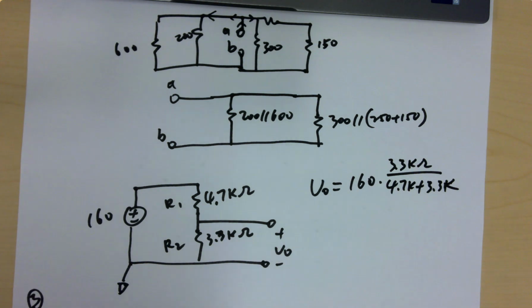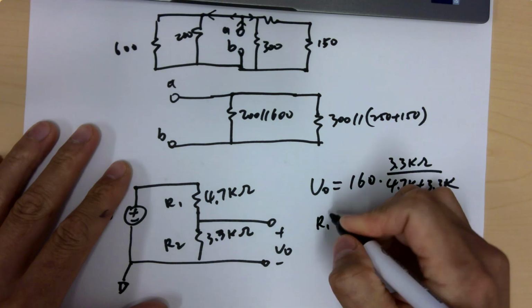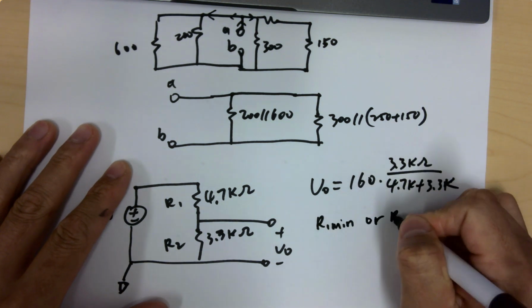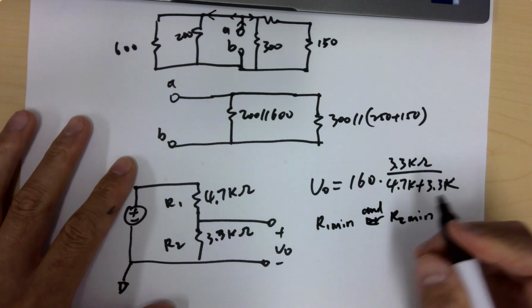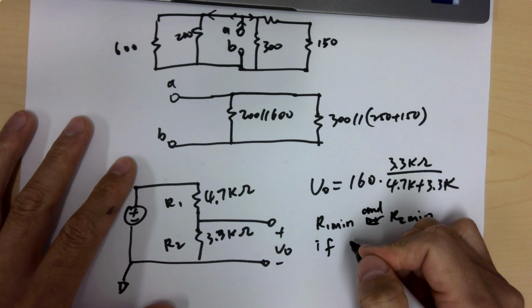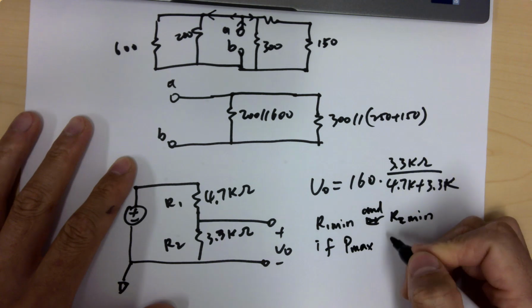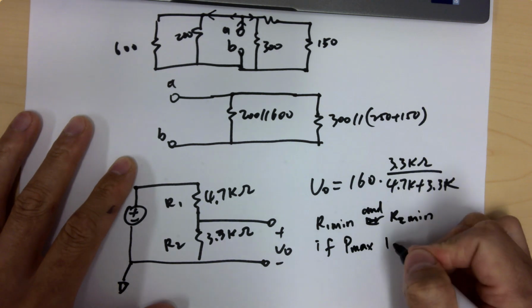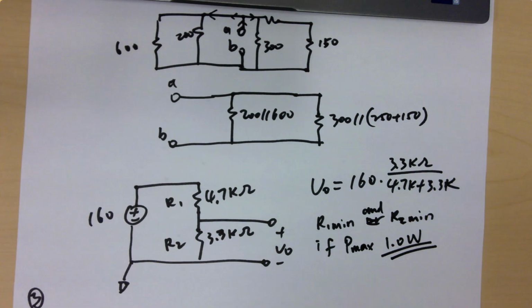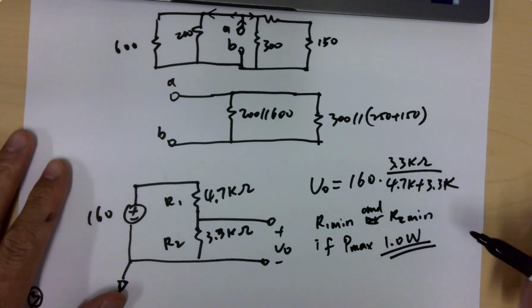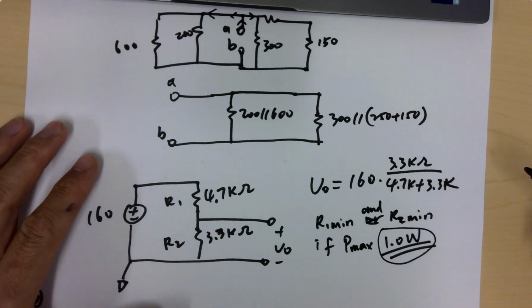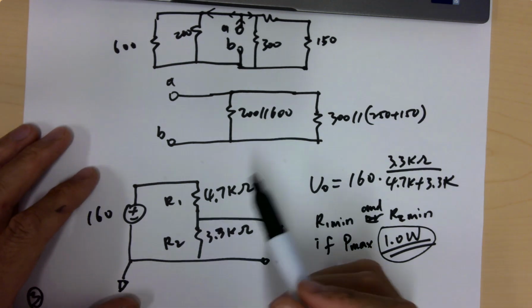And the second question is trickier, or the third question, doesn't matter which one. It's asking you about the R1 minimum and R2 minimum if the power max, or the power ratings of the resistors, are 1.0 watts. You know, this is a power rating of the resistor. It cannot handle anything higher than 1 watt. So this is what you have to know. But same circuit, same voltages.